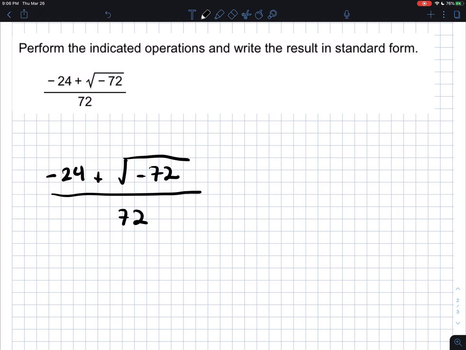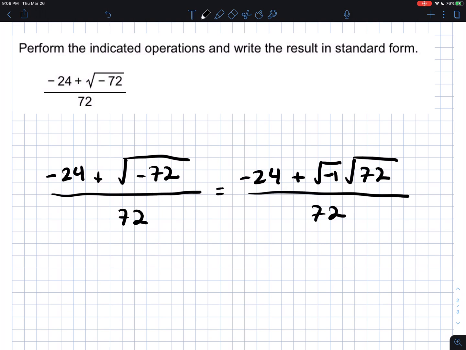The first thing that I do is I address this negative inside the radical first, right? We have a negative inside the radical. We want to address this guy first. So we can rewrite this radical in the following way. This is actually the same as negative 24 plus the square root of negative 1 times the square root of 72. Then we're going to say divided by 72, right?